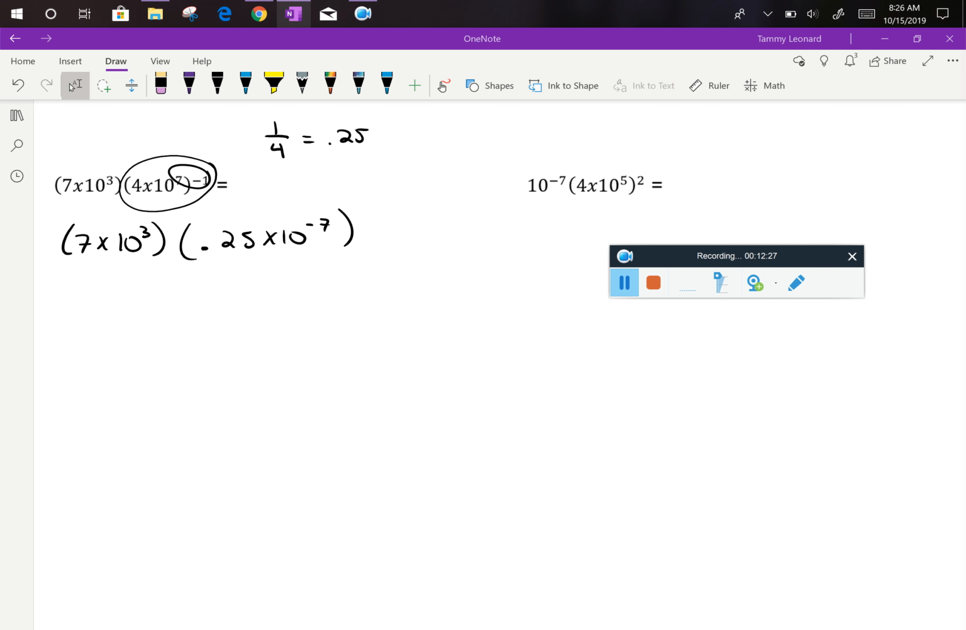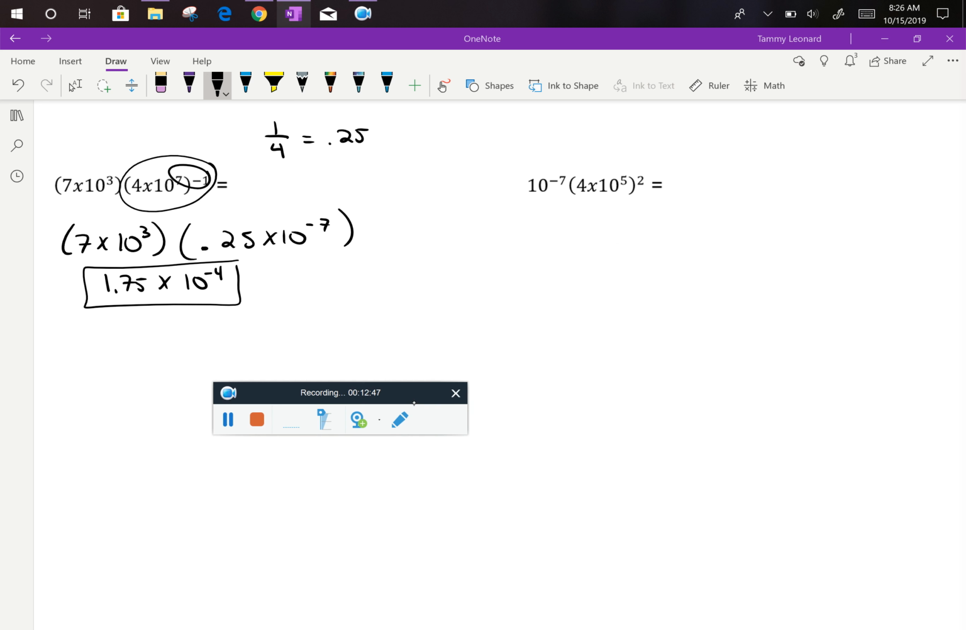Multiplying the 7 by the 0.25, we get 1.75. And multiplying 10 to the 3rd by 10 to the negative 7th, we're going to add those exponents and get 10 to the negative 4th. Checking to see that we're in scientific notation, we see that we are because there's just one number in front of the decimal point. In the next problem, we see that this portion has the power to a power rule going on. So we need to tackle that part first.